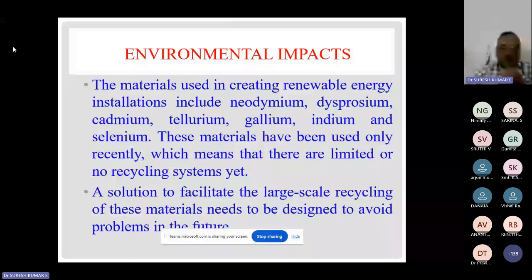So a solution is needed to facilitate large scale recycling. In our home or a single town, we can't control it, and there the nation needs to address such things. The recycling of those materials needs to be designed to avoid such problems in the future. That's why, I think in the title of your FDP itself, the word sustainable is there.